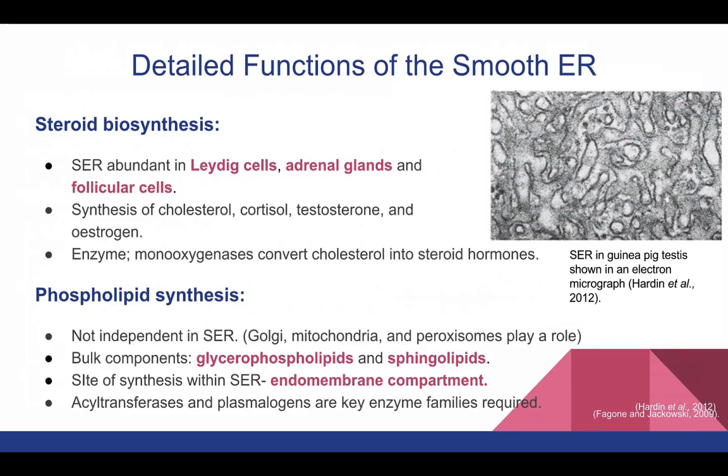Acetyltransferase enzymes use the substrate fatty acyl-CoA to synthesize glycerolipids and sphingolipids through various steps of phosphorylation and association. Glycerolipids are also synthesized in the SER using enzymes called plasmalogens, which are produced and transferred from peroxisomes.